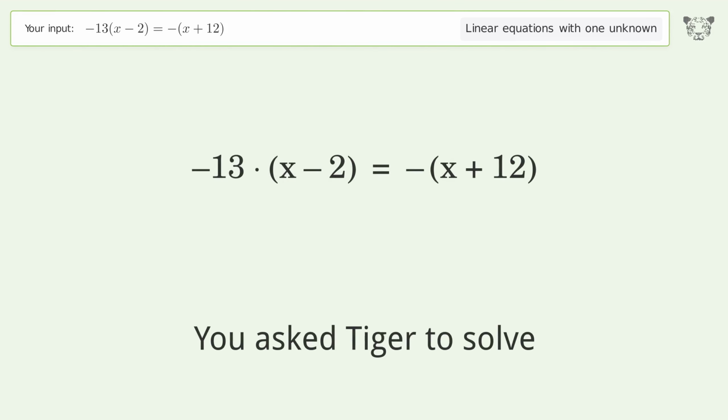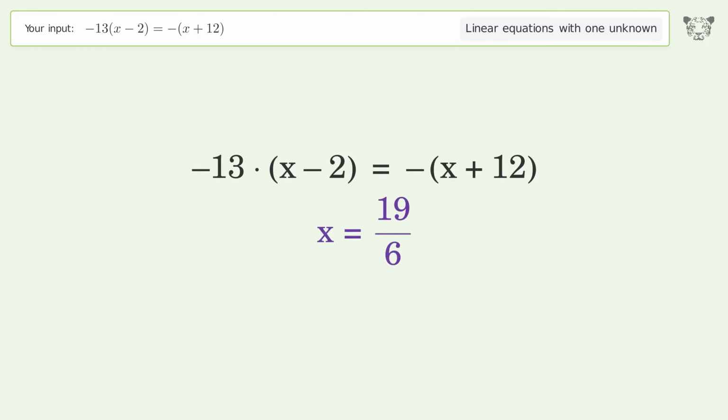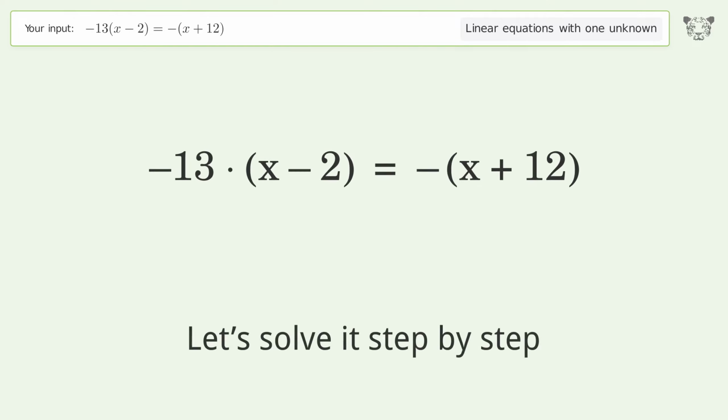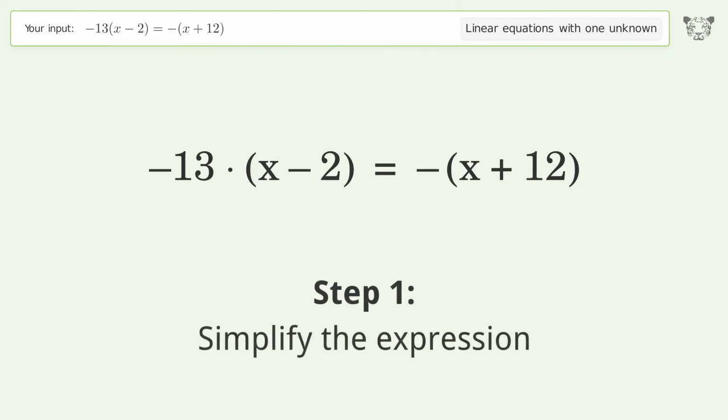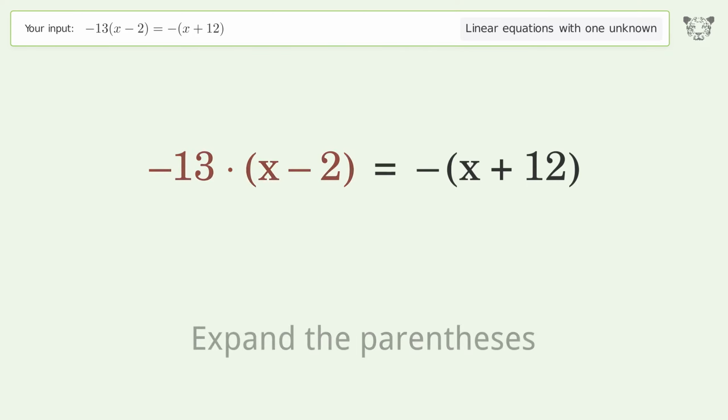You ask Tiger to solve. This deals with linear equations with one unknown. The final result is x equals 19/6. Let's solve it step by step. Simplify the expression. Expand the parentheses.